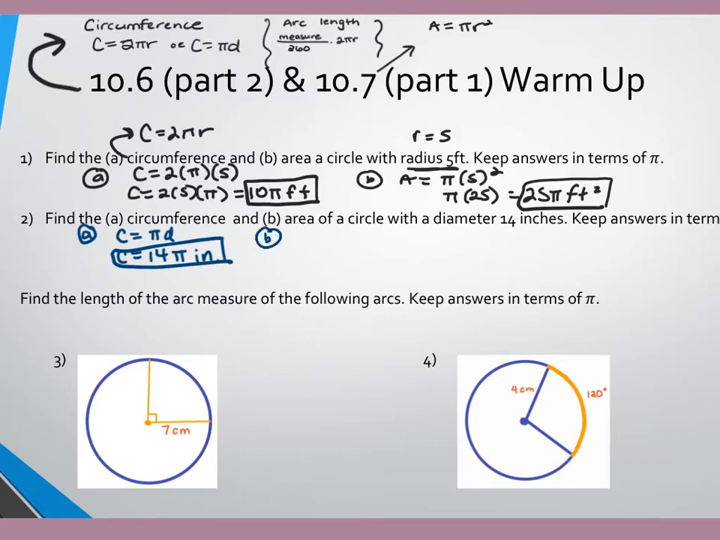For B, which is the area, I would have to do pi r squared. So I'm going to have to take this diameter, which is 14, and cut it in half, making r 7. And then I would do pi times 7 squared, or pi times 49, which becomes 49 pi. Inches squared would be the unit. Questions on that one?